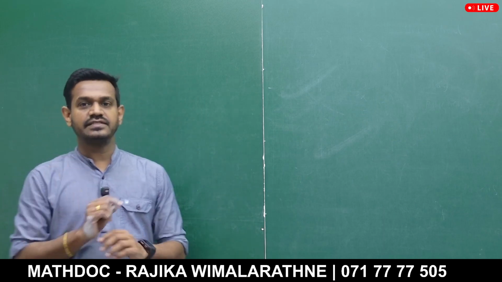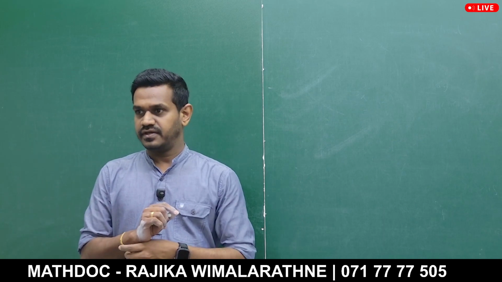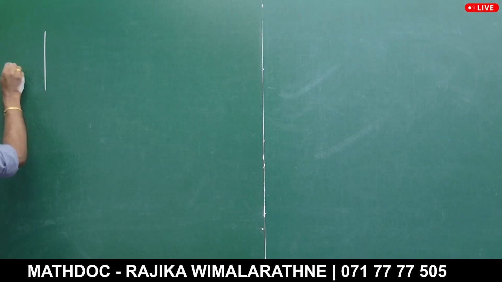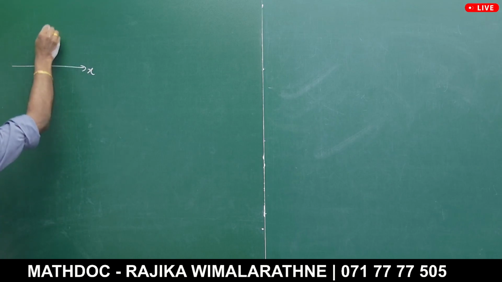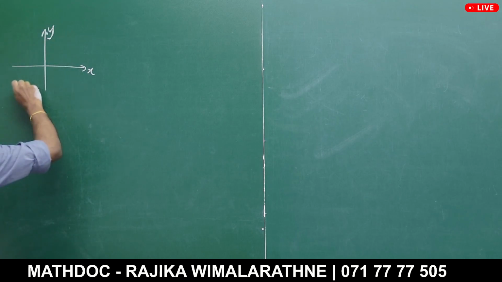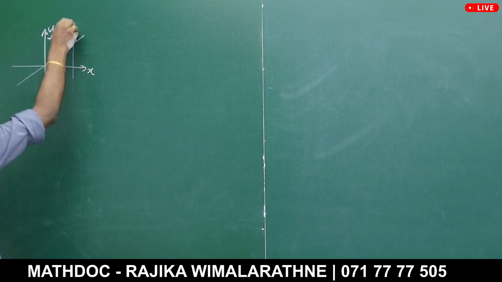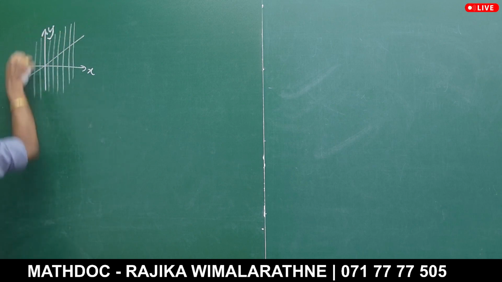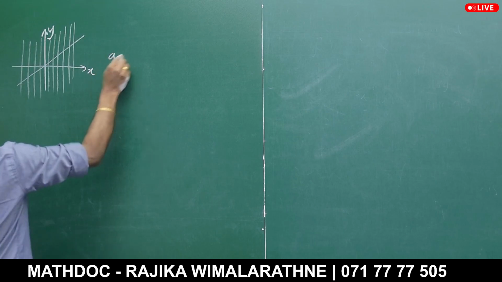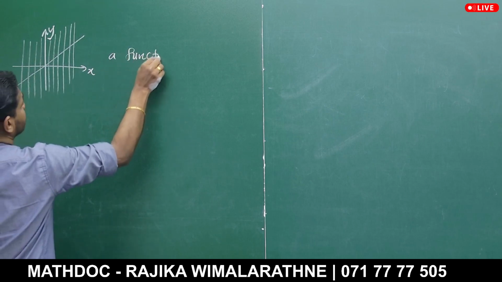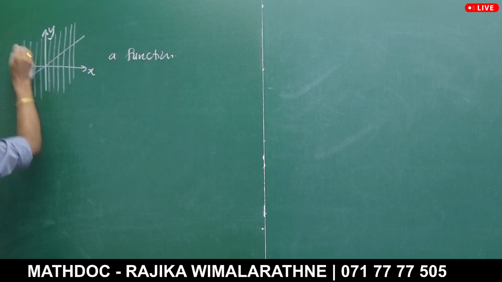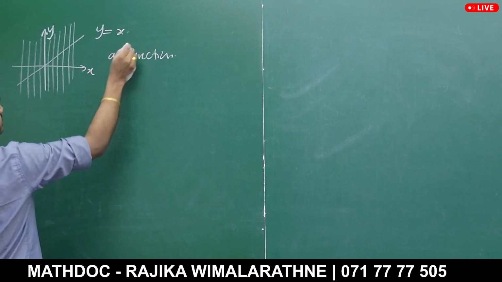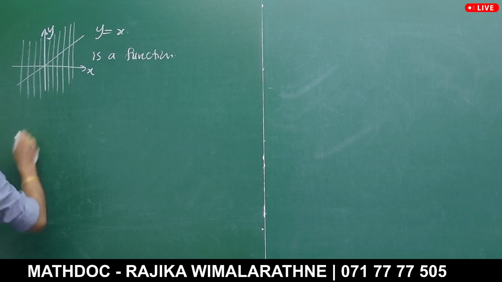Algebraically also we can test that one. Now you do with me. X-axis, y-axis. You sketch many vertical lines close to each other. Then we see only one intercept, a function. Here y equals x. Y equals x is a function.